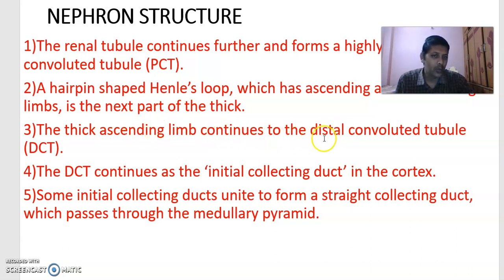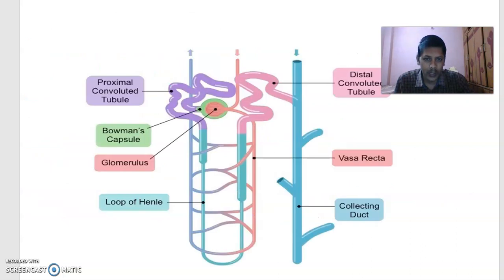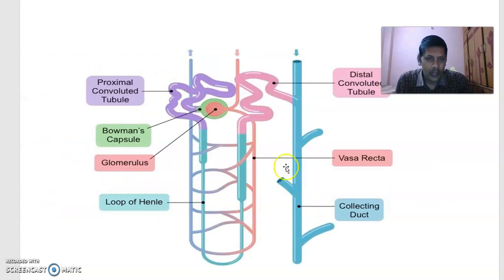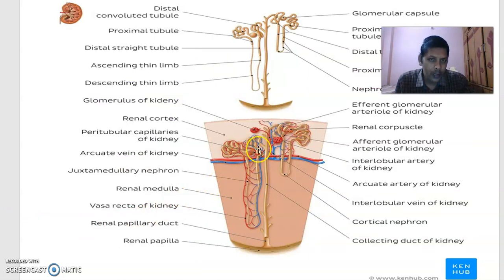The thick ascending limb continues as the distal convoluted tubule. And next, the DCT continues as the initial collecting duct. This is the straight collecting duct. This is called the duct of Bellini. This is the collecting duct of the kidney. And then after comes the renal papillary duct and finally the renal papilla.